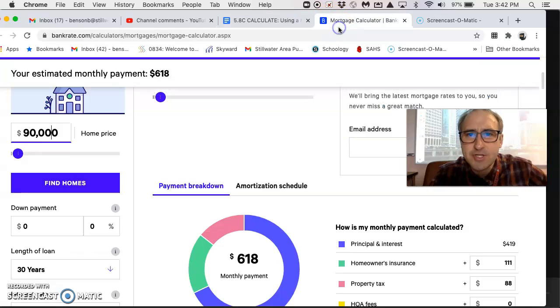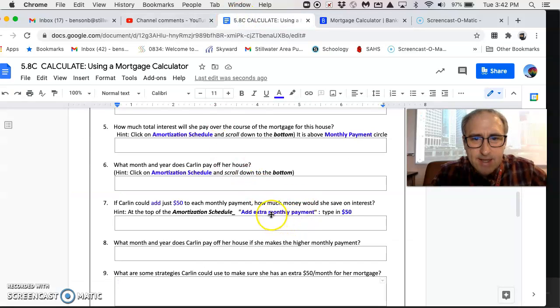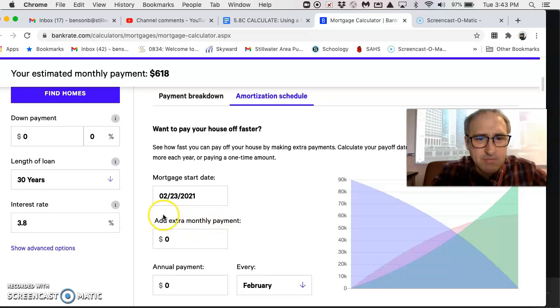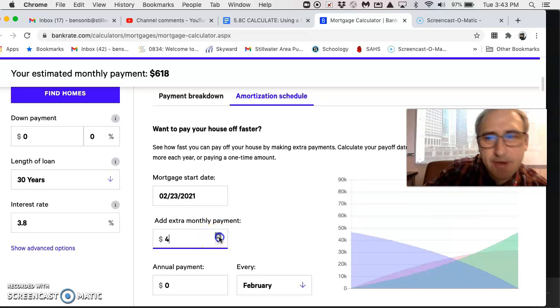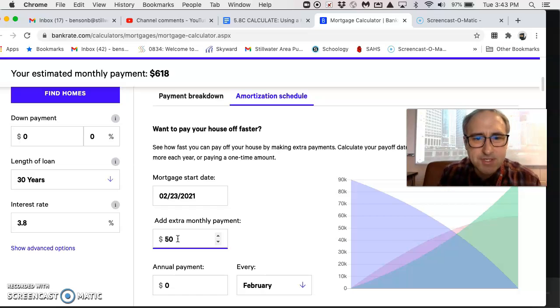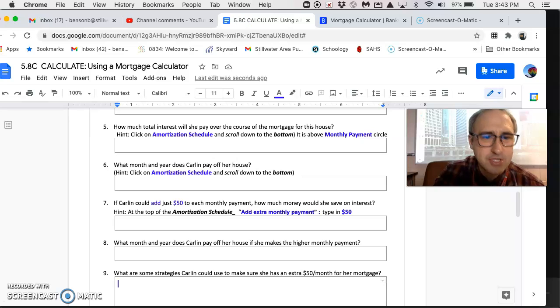So I go back to the mortgage calculator, go back to the amortization schedule, and it said again, extra monthly payment $50. So I'm going to look for these words because they're in quotes. Add an extra monthly payment. That's where I type the 50. Or I could use the up arrow and type it 50 times. Or I could say, hey, I'm saving time. I'll just type 50 there. Bam.